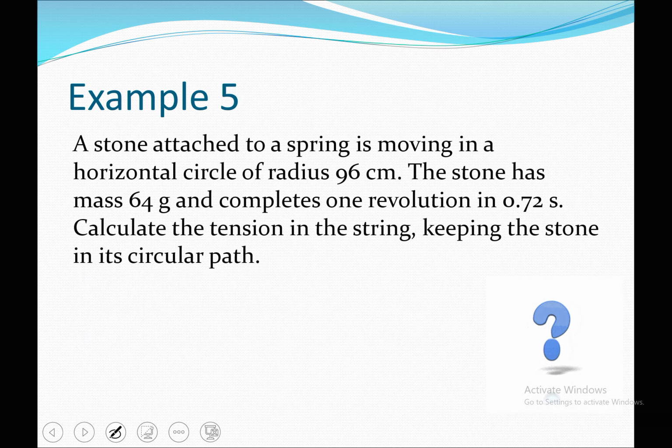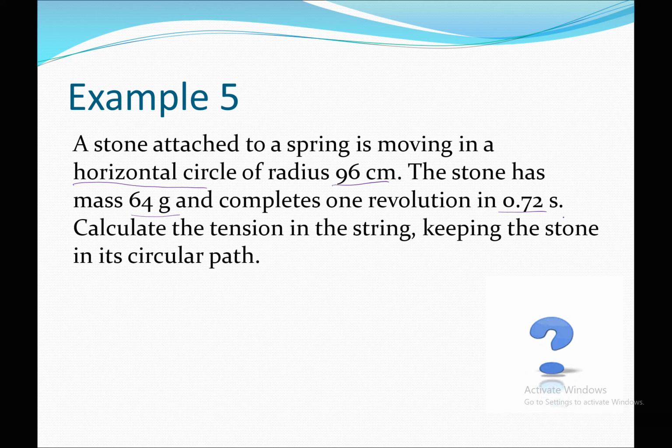Let's check example number 5. A stone attached to a spring is moving in a horizontal circle. So here the circle is horizontal this time, of radius 96 centimeters. The stone has mass of 64 grams and completes one revolution in 0.72 seconds. Calculate the tension in the string keeping the stone in its circular path.